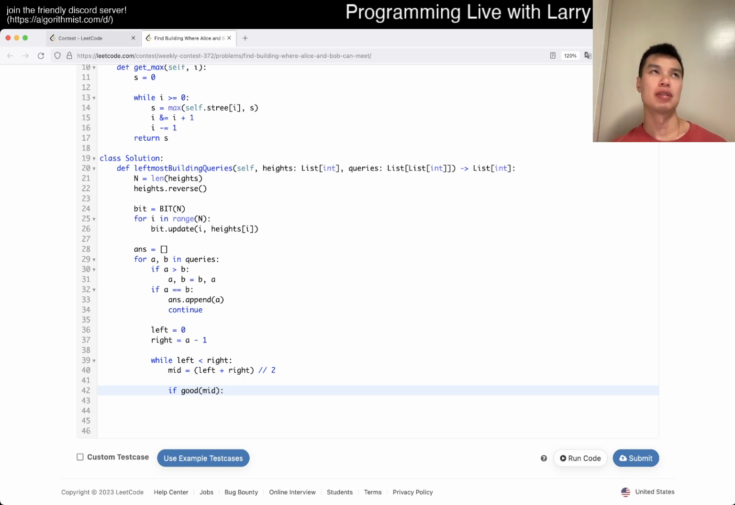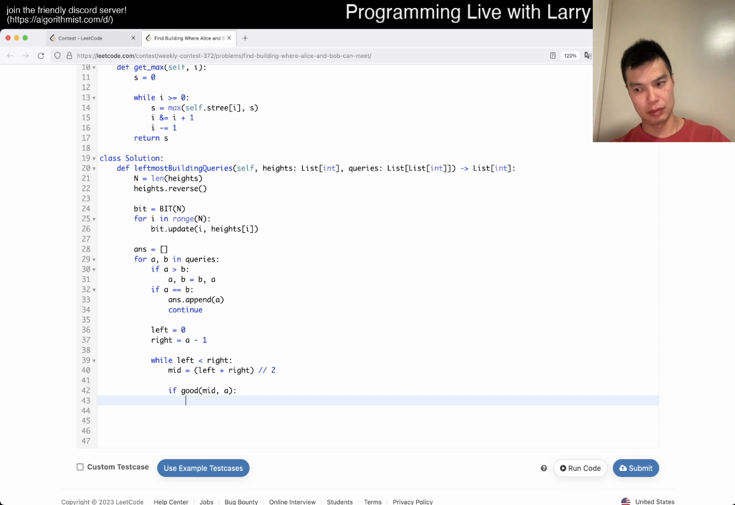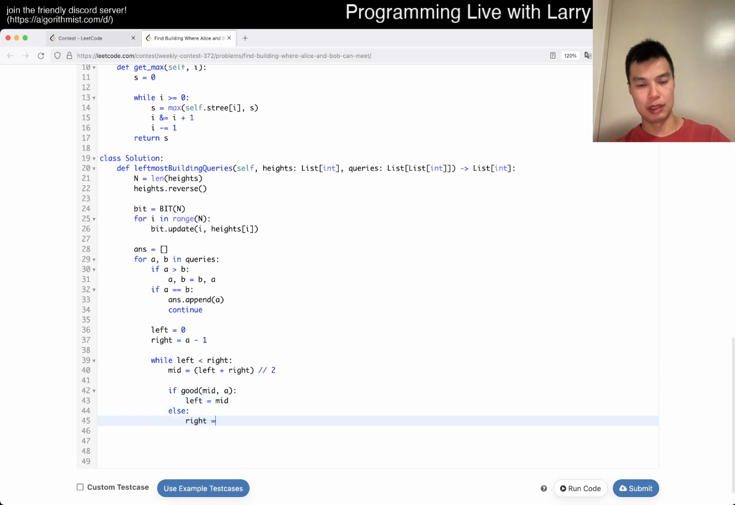Can we search? Yeah, I mean, I think that's it, I guess. This is good. If the middle chunk contains the thing, then you want to go to the right. So that means left is equal to mid. Otherwise right is equal to mid minus 1. Wait, what? No, that's not right. Is it? Okay, so you try from A to mid. If that's good, you go to the right. Otherwise, you have to go more to the left.